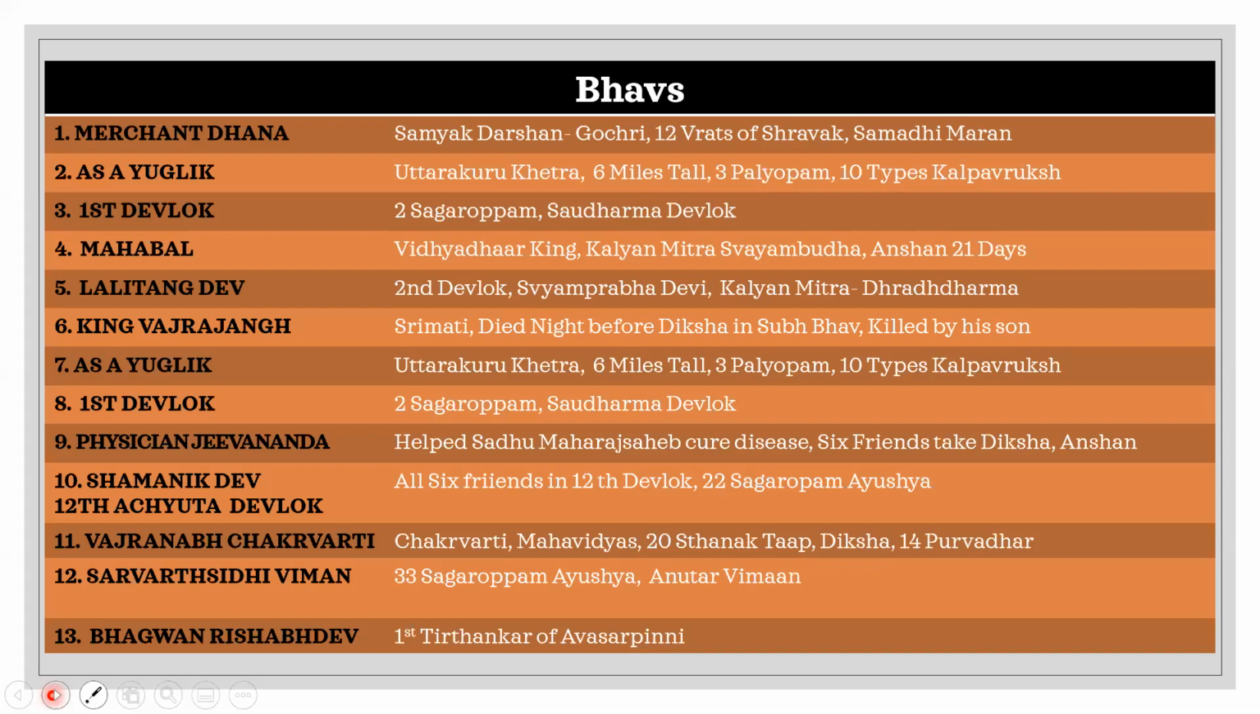So we were discussing that after completing the Ayushya of 33 Sagropams in the Anuttar Viman, the Jeev of Vajranabh Chakravarti, or Jeev of Bhagwan Rishabhdev, comes to the Kukshi of Mata Marudeva. And in this bhav, Mata Marudeva is asleep in the bed chamber. And when the Bhagwan's Jeev comes to the Kukshi of Mata Marudeva, Mata sees 14 great dreams.